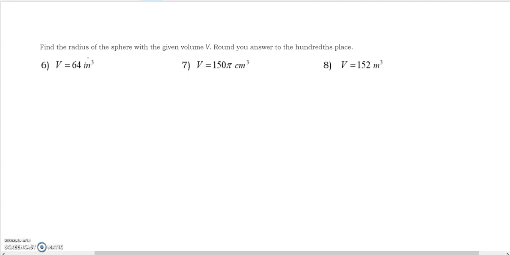In this video, we'll take a look at questions 6, 7, and 8 on our homework on spheres and similar solids. So let's take a look.